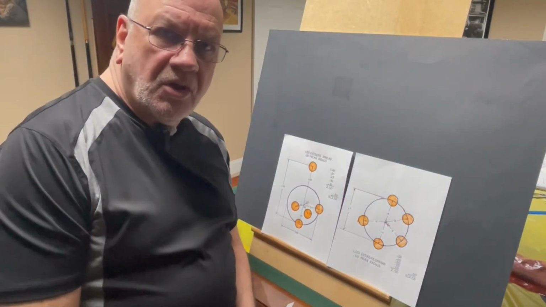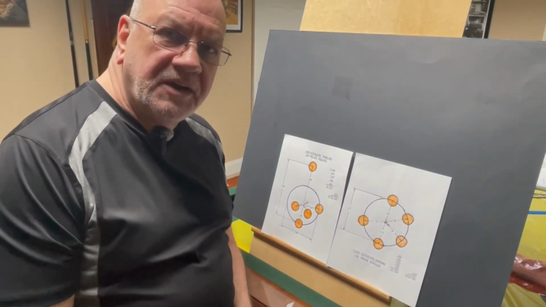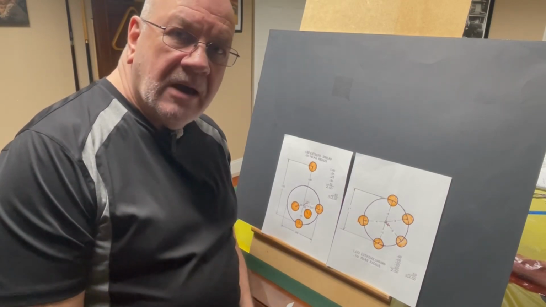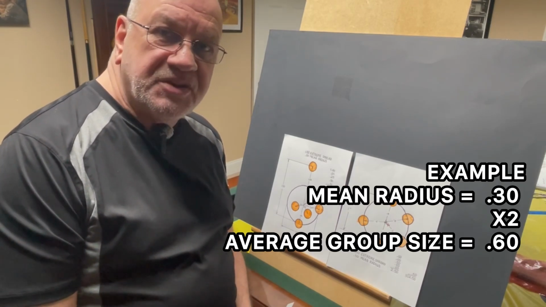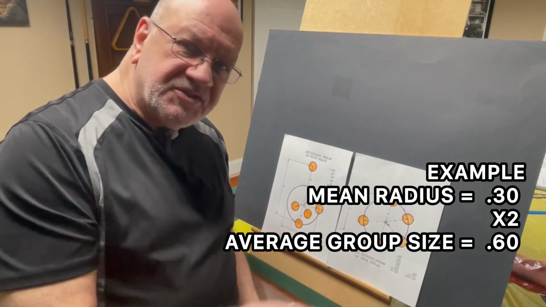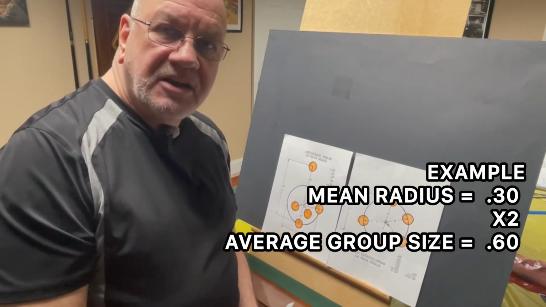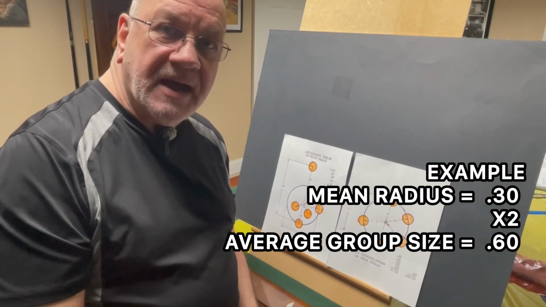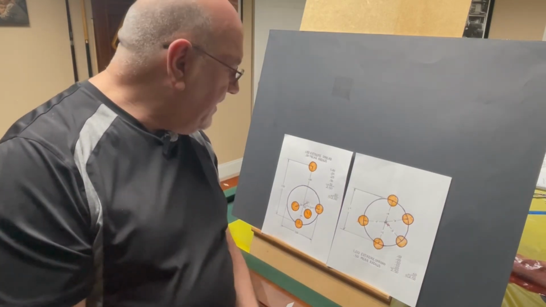And one of the things that you'll often hear me say is when I look at that mean radius, if it happens to be 0.30 inches, I'll say that a radius is half of a circle. And so if you double that, that gives you your average group size. And here's what I mean by that.